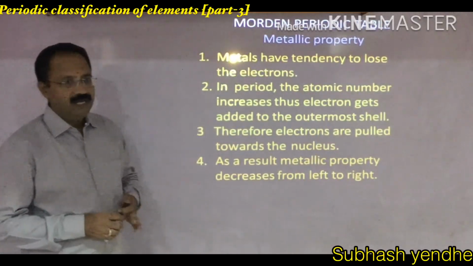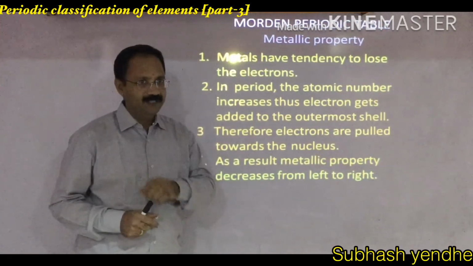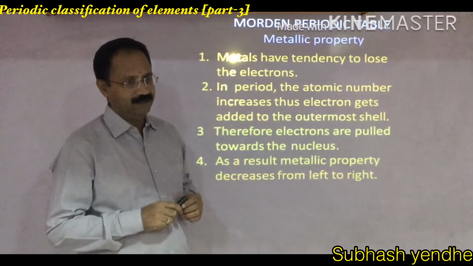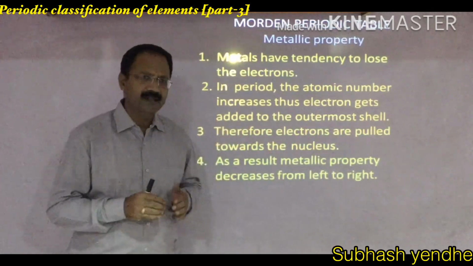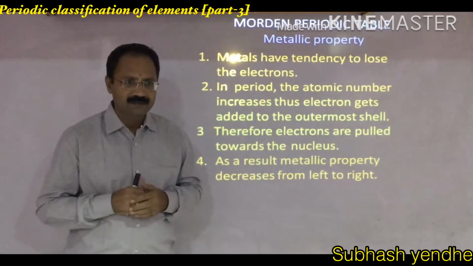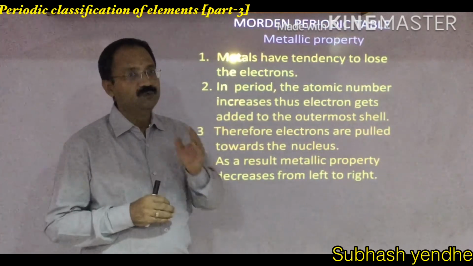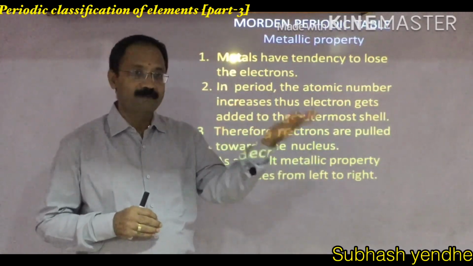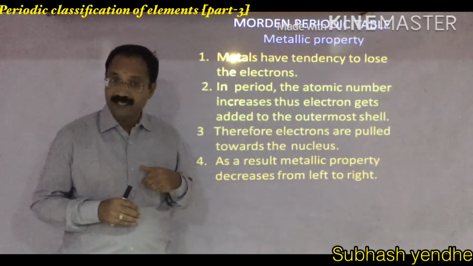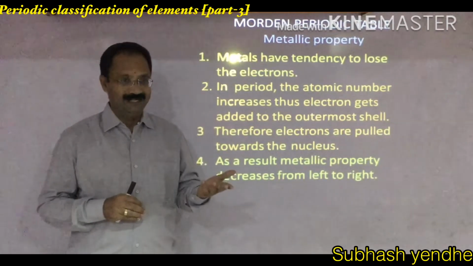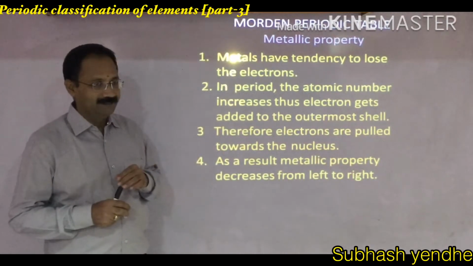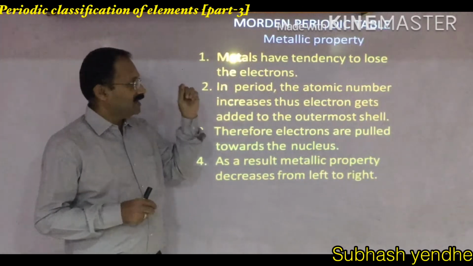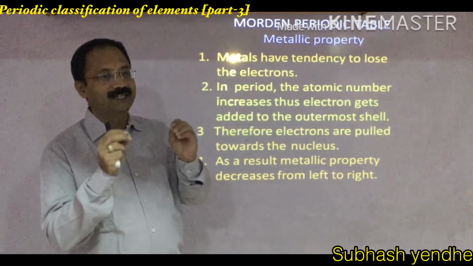Now, the next property is the metallic property. Why are we calling some elements metals and some elements non-metals? The elements which lose electrons are called metals, and those which gain electrons are called non-metals. So, we have to see the metallic property. Metals have a tendency to lose electrons.